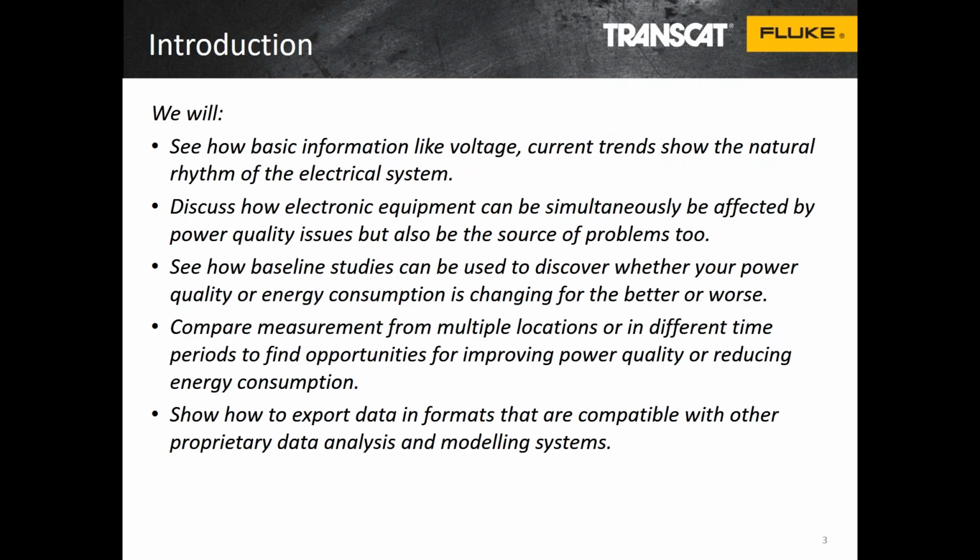So we're going to see hopefully how we can use things like voltage trends and current trends to see the natural rhythm of the electrical system, which you can start to share with other people, and that helps explain. Even a layman can often understand this. Then we'll also talk about how electronic equipment is a source of power quality issues, but sometimes can be a problem for the systems as well. So on the one hand, you may have an electronic load which is creating harmonics, and right next door to it you've got another load which is suffering from the effects of that.